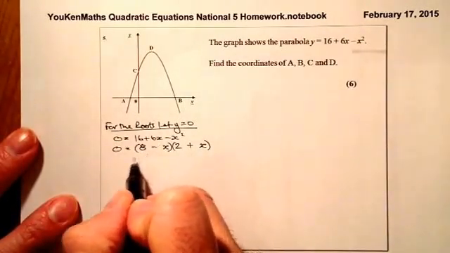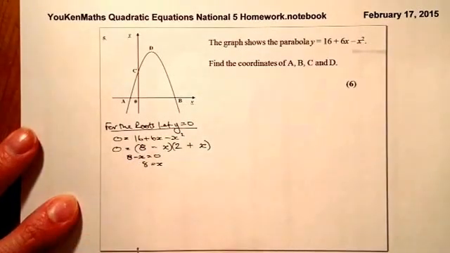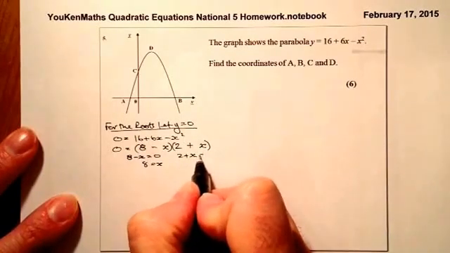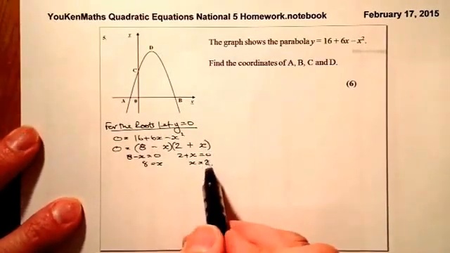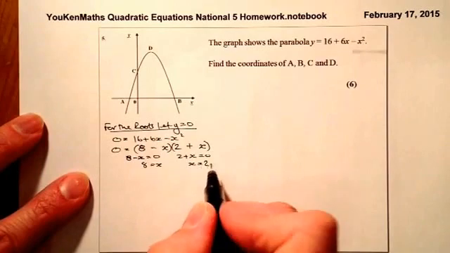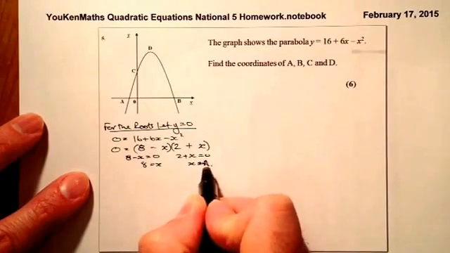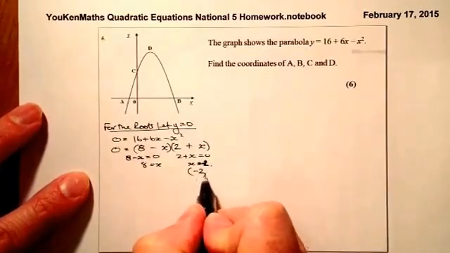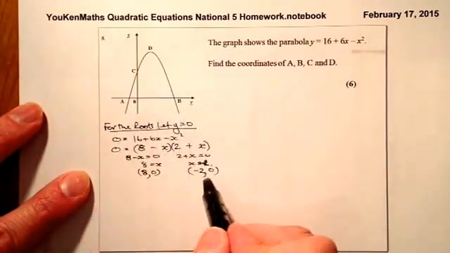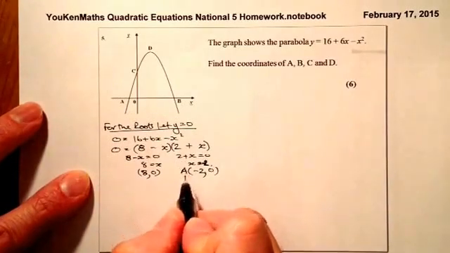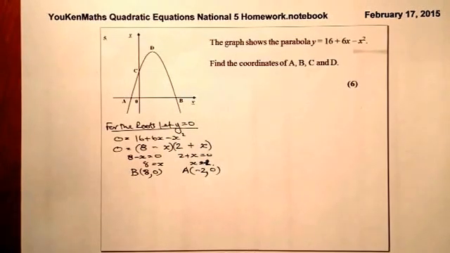From there I can see that I've got 8 minus x equals 0. Take an x over to that side, so x equals 8. I've got 2 plus x equals 0, so x equals minus 2. So there's going to be my 2 values. Right, so this coordinate here will be minus 2 and 0. This coordinate here will be 8 and 0. And if I look at the diagram, then that should be my coordinate for A because it's the furthest left coordinate. And that one there will be my value for B. So that's me got the A and B so far.